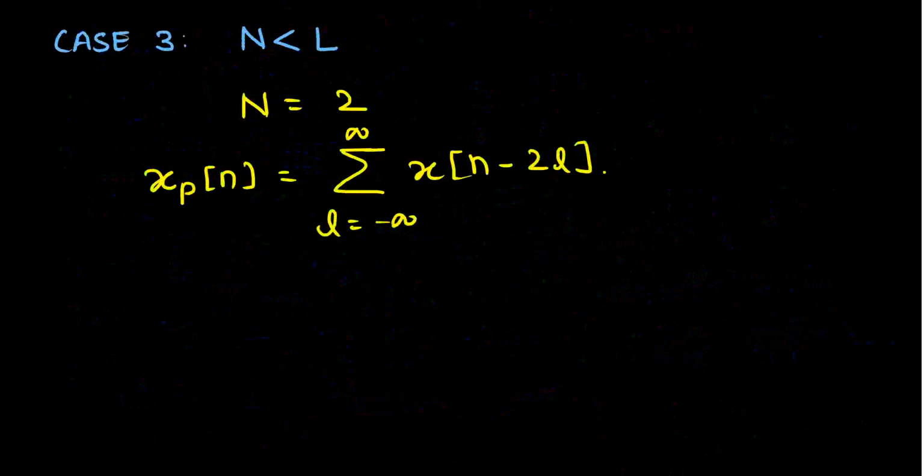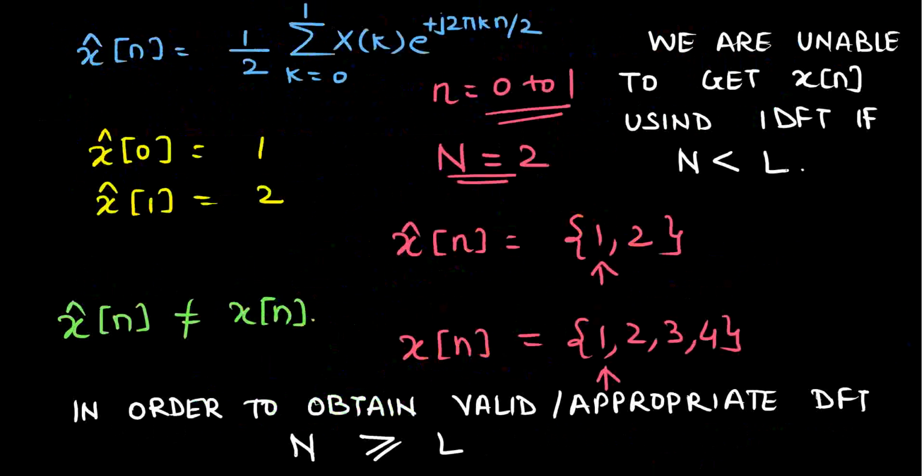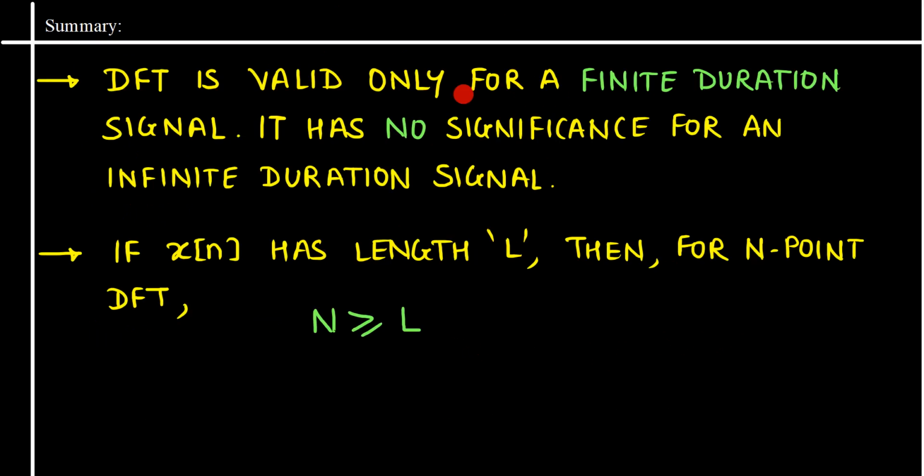And the main observation that we had was we were able to get back the signal when we considered the value of N greater than or equal to L, but we were unable to get back the original signal, that is x of n, if we considered the value of N that is less than L. Moreover, we saw that this DFT is valid only for a finite duration signal, and it has no significance for any infinite duration signal. And the conclusion that we had here was the value of N should always be chosen greater than or equal to the length of the signal.